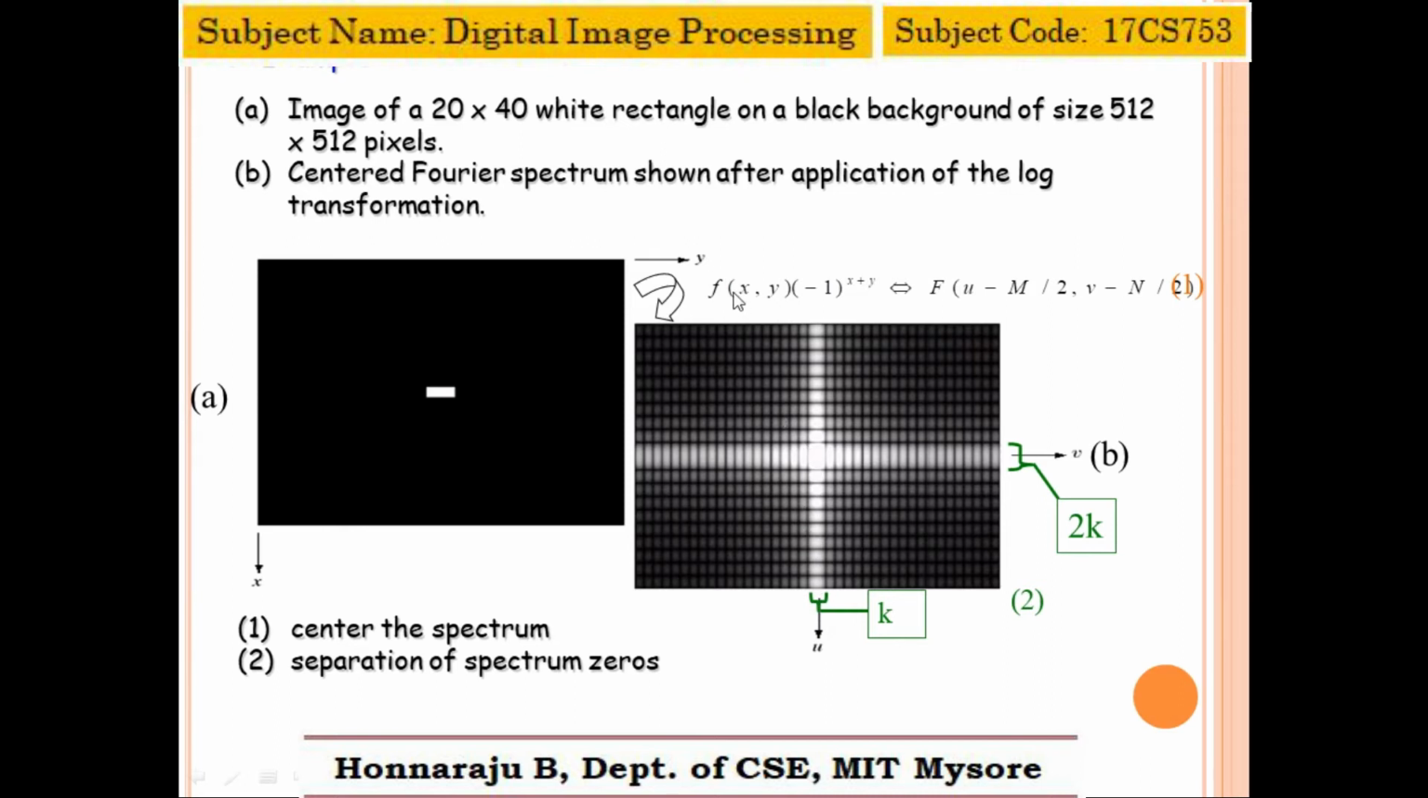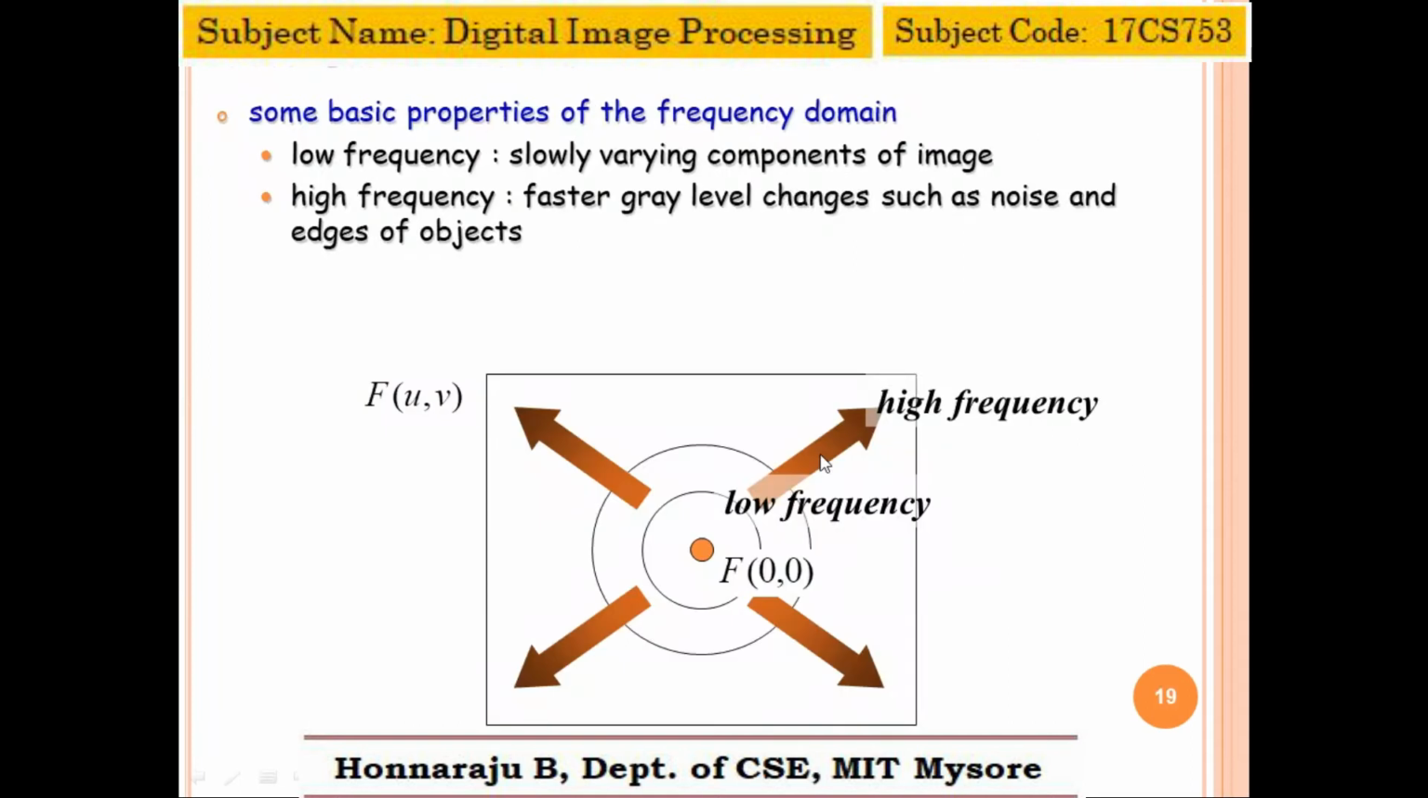Okay, here the transformation function is f(x,y) times minus 1 to the power of x plus y, which equals F(u minus M by 2, v minus N by 2). So M represents height, and M by 2 is the middle, and similarly N by 2 is also the middle. So it is centered with respect to the center of the spectrum.